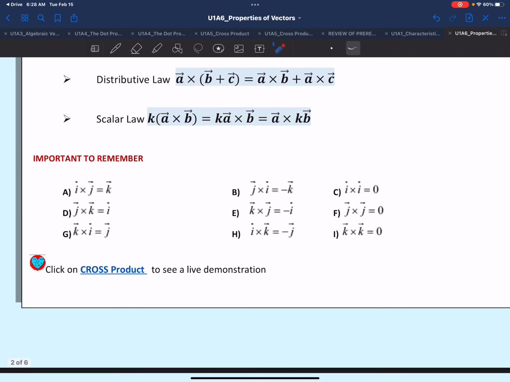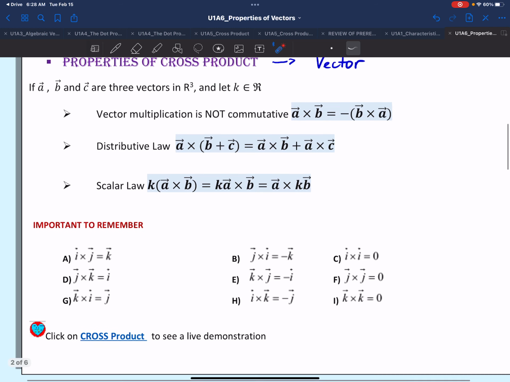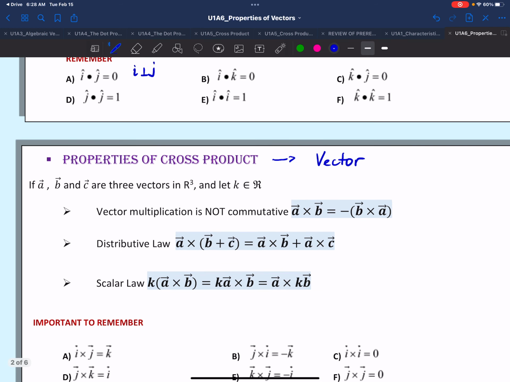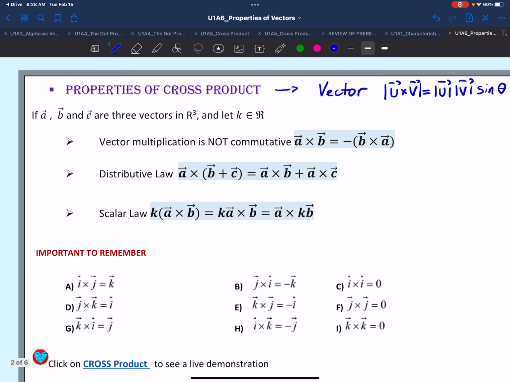Important to remember is the cross product between the unit vectors, because the magnitude of the cross product of a vector is found by multiplying the magnitudes of each vector times the sine of angle theta, the angle made between the two of them. Then remember that sine theta would be 0 for angle 0 and angle 180. And sine theta will be 1 for 90-degree angles.